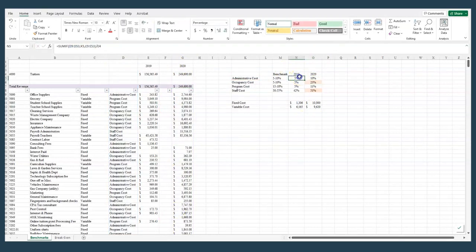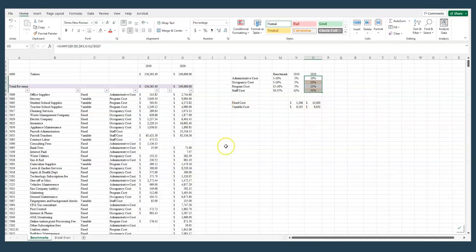Okay, so we can see here administrative costs are okay, occupancy costs are extremely high, staffing costs aren't completely out of control, but they're definitely creeping up. And that's definitely something in program cost too. So we can definitely look at that. We can see here that 94% of our total revenue has gone to expenses, which means we only have a profit margin of about 6%.